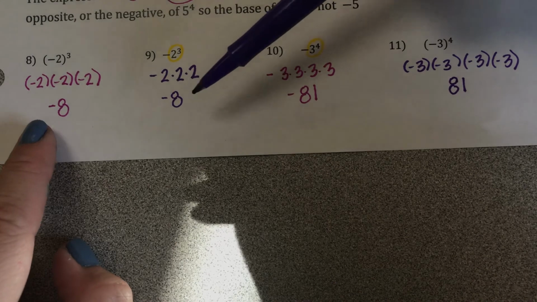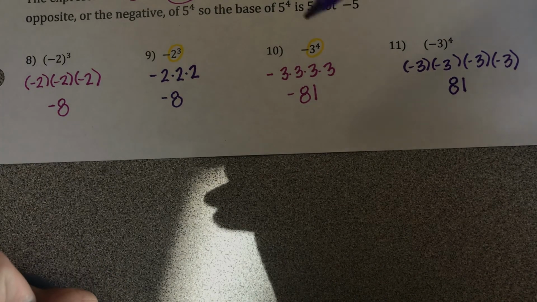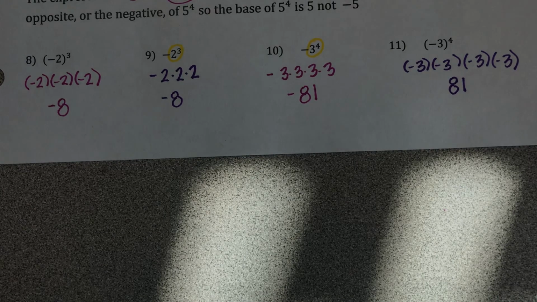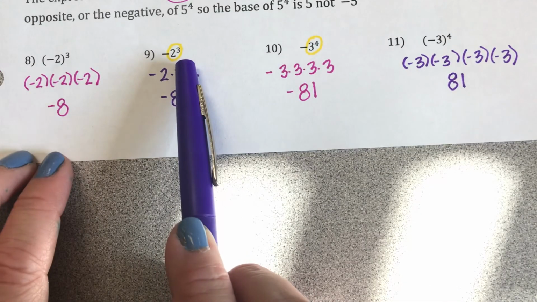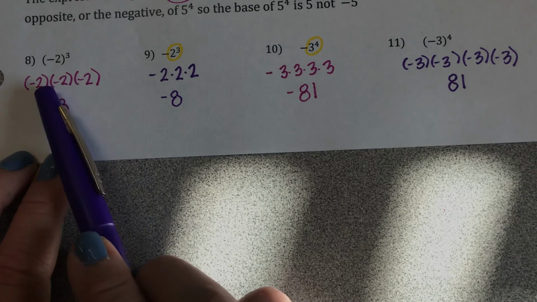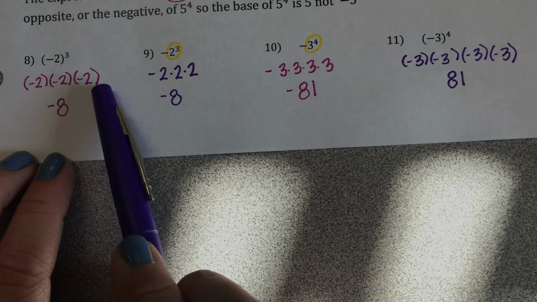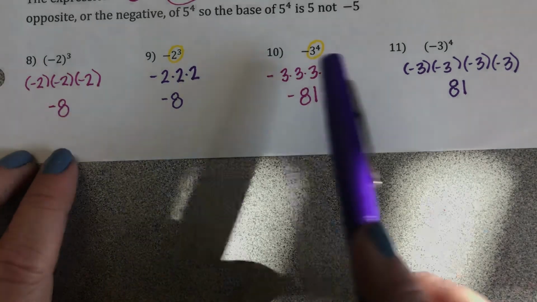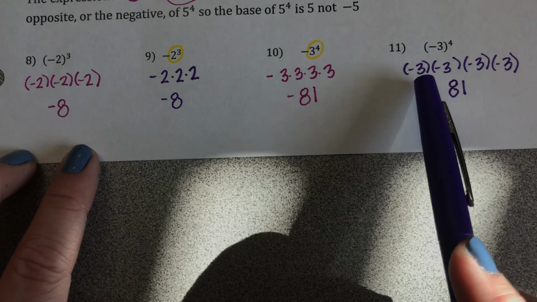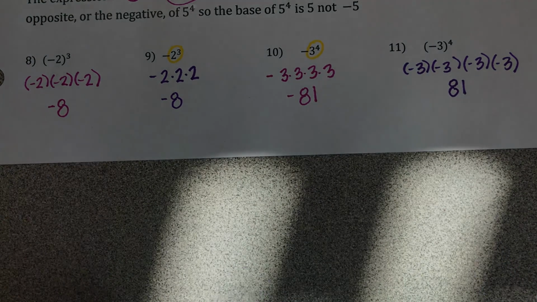and over here it didn't make a difference? What do you think? It's because this had an odd exponent. So it didn't matter if it was being multiplied by a negative, right? It's going to be 3 times a negative, which is going to be a negative. Over here, because it was an even exponent, right, we ended up with a positive instead of a negative.